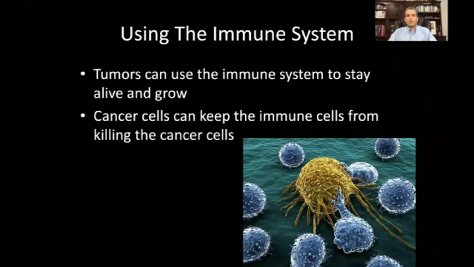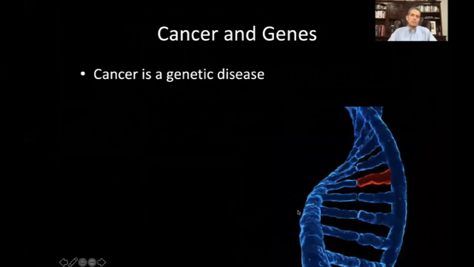And then, of course, the cancer cells can keep immune cells from killing them, mainly by keeping them from being able to recognize that it is a cancer cell. Now, we do know that cancer is a genetic disease.